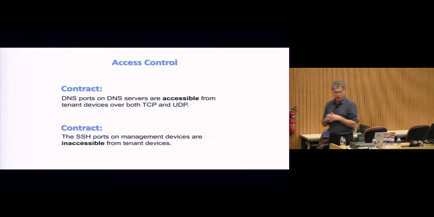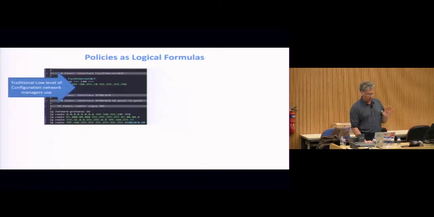Just to give you an example, here are 2 very simple contracts. If I'm running a service, I need to do DNS lookup. So I'm a tenant, and it should be the case that DNS ports on DNS servers are accessible from tenant devices over both TCP and UDP. That's reasonable. The other contract is also reasonable, a deny. Within Azure, there are management devices, the devices that people in Microsoft use to keep Azure up. The SSH ports on the management devices should not be accessible from the tenants, right? Normal users of Azure shouldn't get to go in and manage Azure and bring it up and down. Those are just some very simple policies.